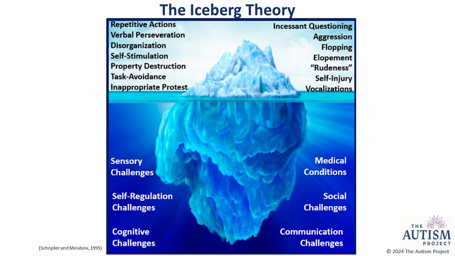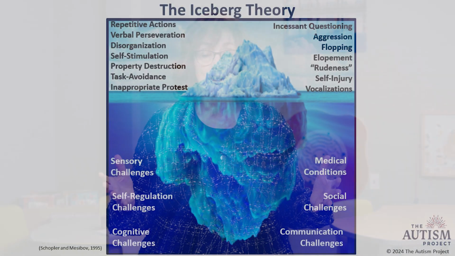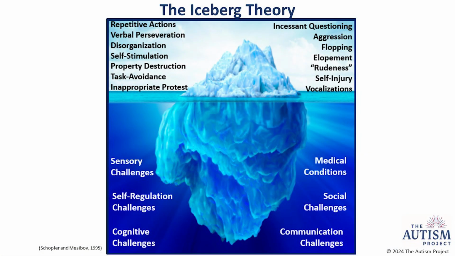When we think about autism, I like to use this iceberg theory. We oftentimes think about what we're seeing above the water, things like verbal perseveration or elopement, or sometimes our guys come off as being rude or task avoidance. Sometimes there's property destruction. Sometimes there's aggression. And what we like to think about is what else is going on with that person. What is underneath the water? Many individuals with ASD have medical conditions like GI issues or develop seizures, sleep disorders. We also have social challenges and communication challenges.